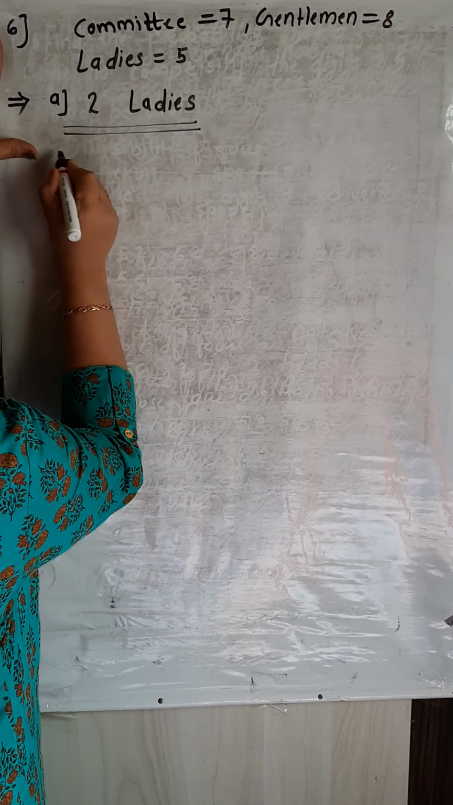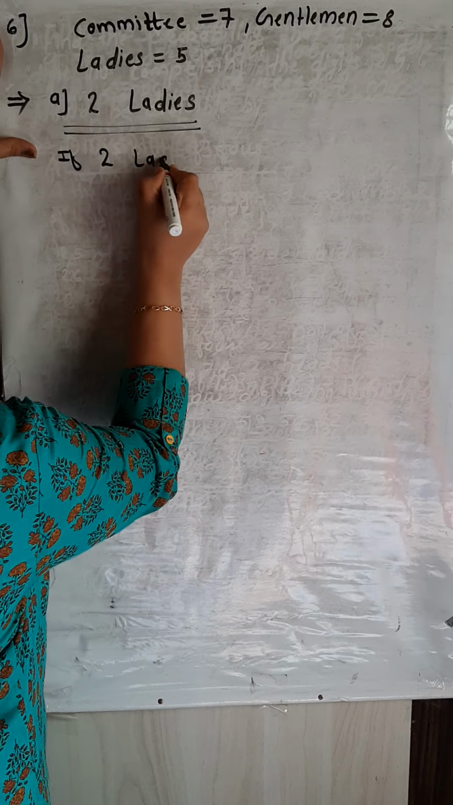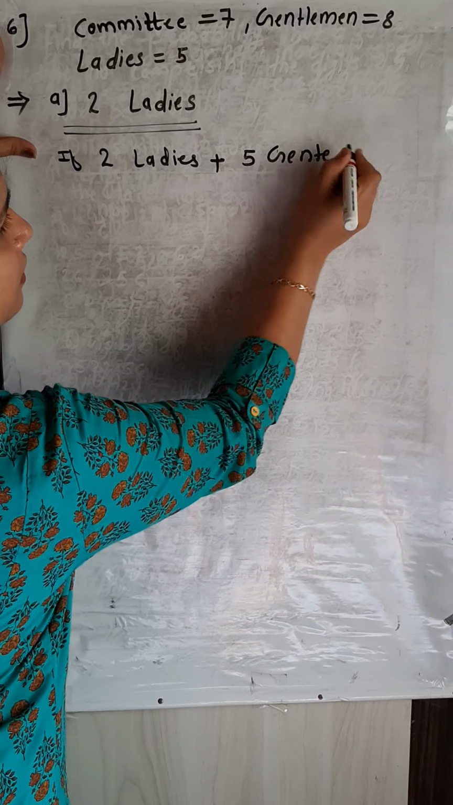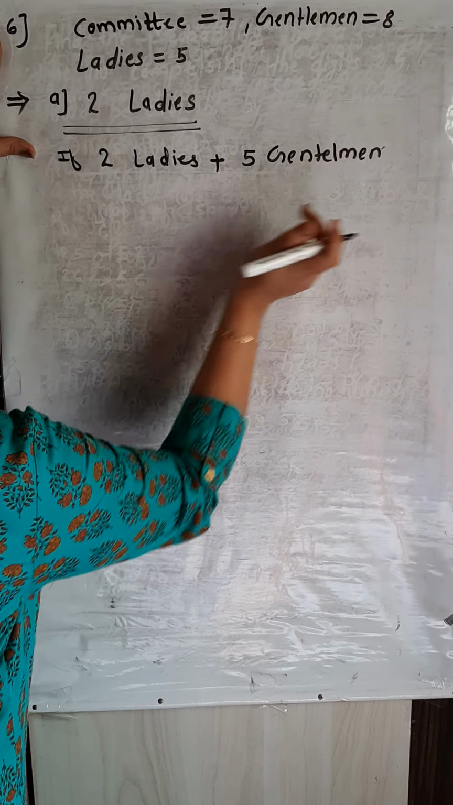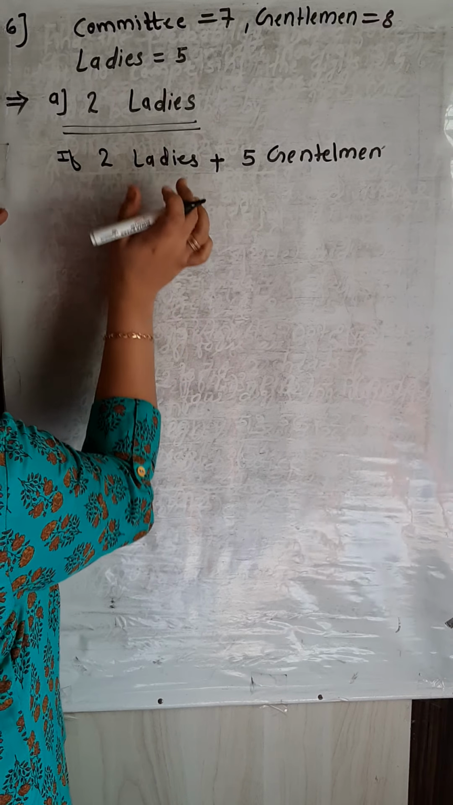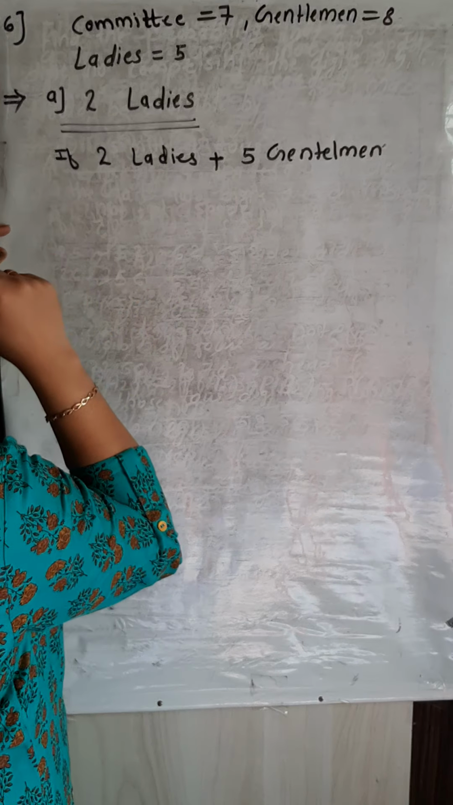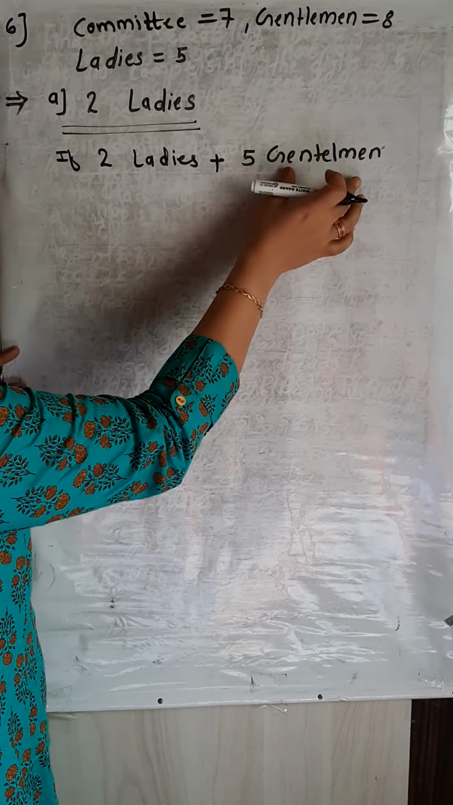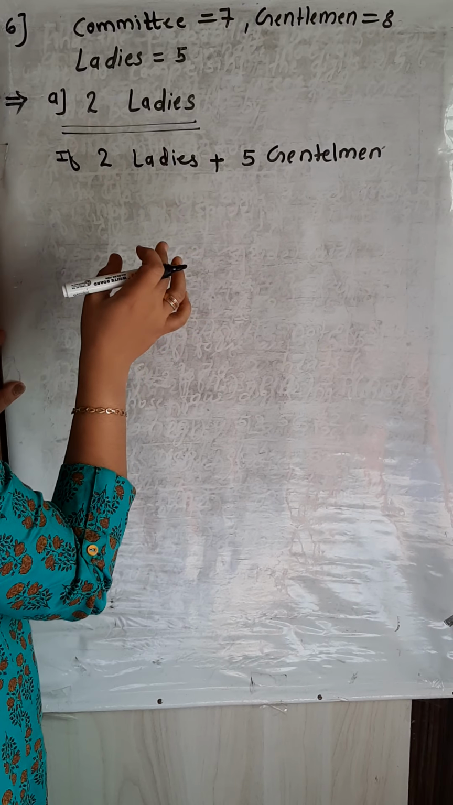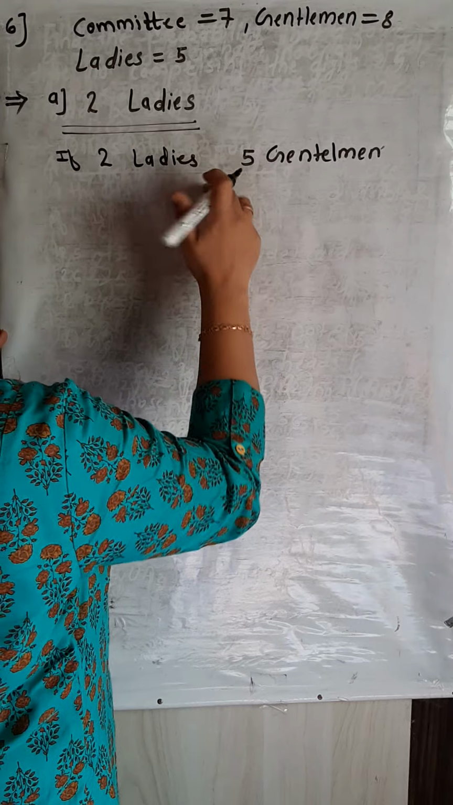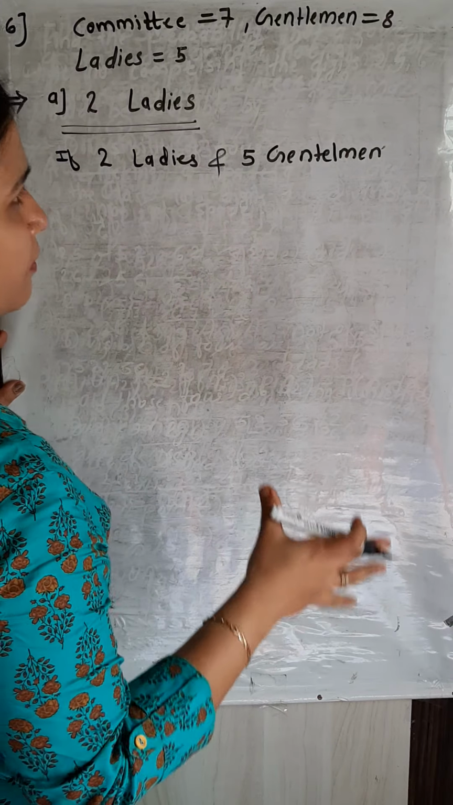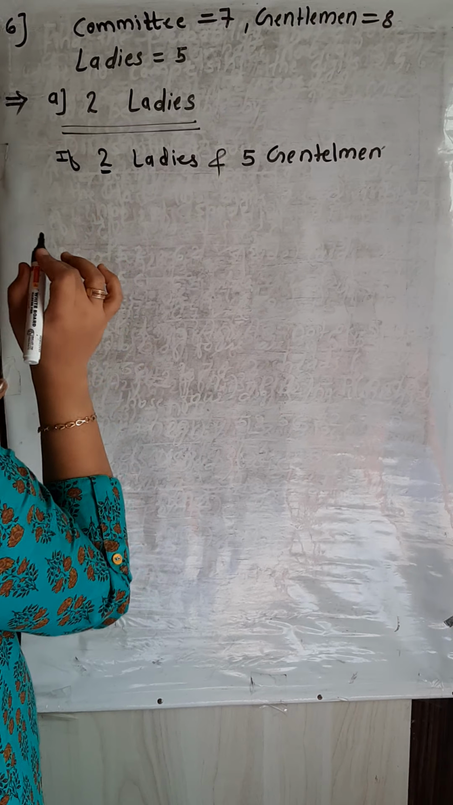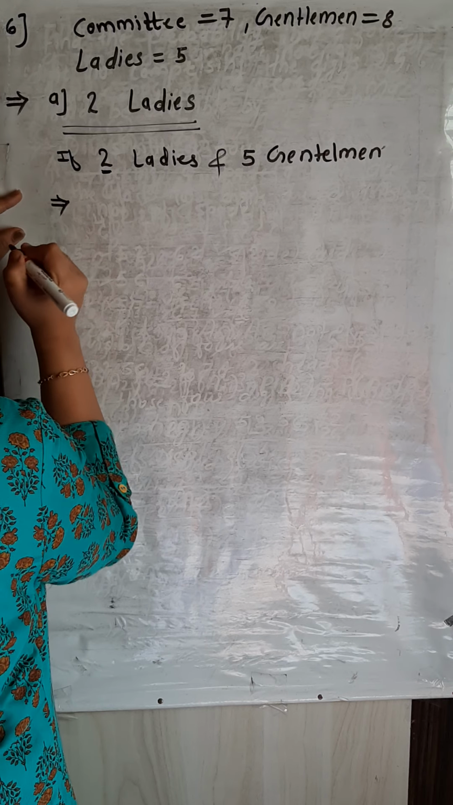So if there are 2 ladies, then gentlemen will be 5. Gentlemen will be 5. So we can divide this again into 2 subdivisions. Means in first we'll take 2 ladies and 5 gentlemen. See, it is compulsory for us to select 2 ladies and 5 gentlemen. So this is not an or situation. This is like an and situation, right? 2 ladies and 5 gentlemen. Then and only then your committee will be of 7 members. So how will you select 2 ladies from 5 ladies? By using combination, we'll select 2 ladies from 5 ladies.